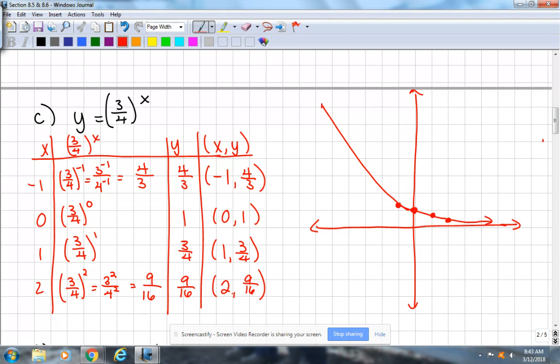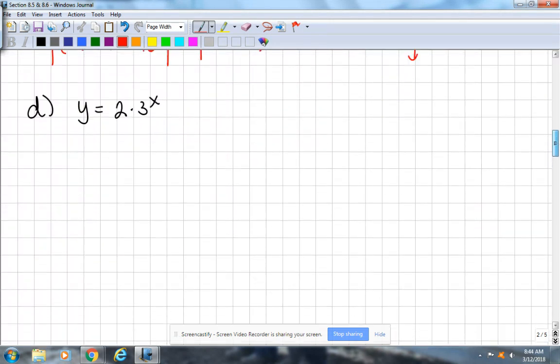Again, we got that asymptote, so we're not crossing the x-axis. I know it's hard for that one to look like a curve. Just do your best. Again, this is decreasing from left to right, so it's a decay. What's the domain? All real numbers, we can go either way, left or right. What about my range? X or y is greater than 0, right? No.